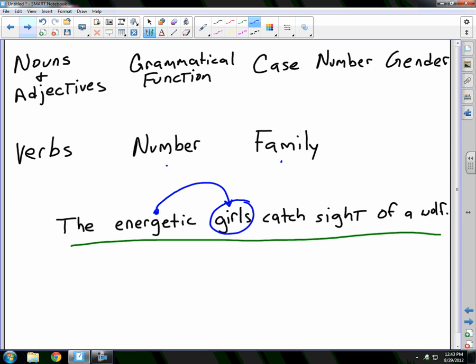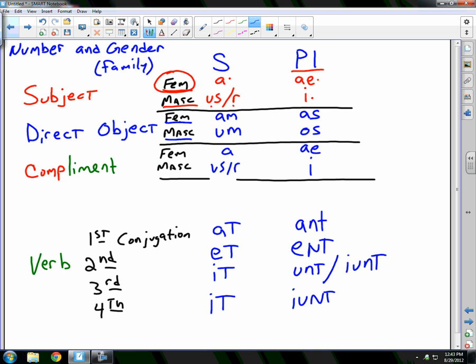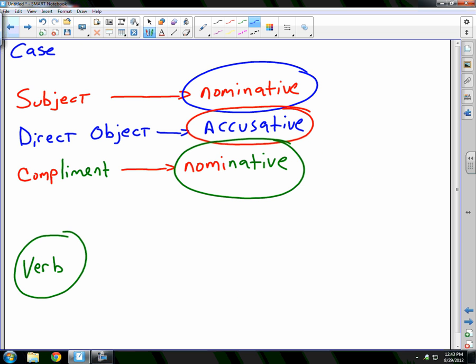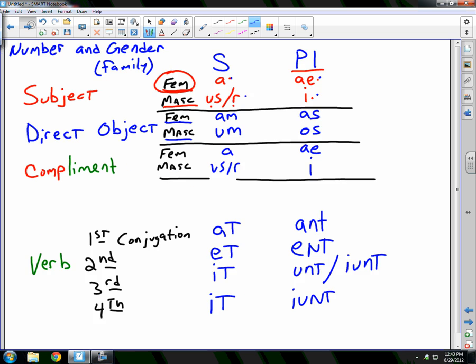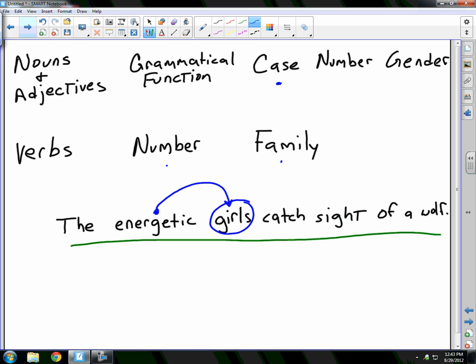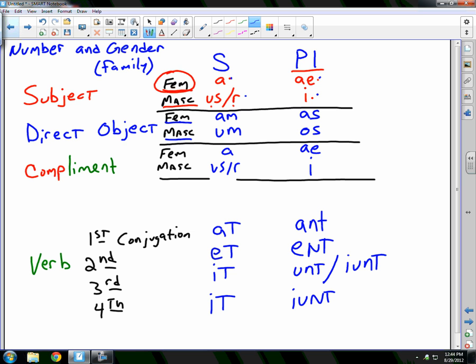These girls are catching sight of, so they are the subject. We know that it's going to be nominative. So my choices right now, if I know that girls is nominative, are A, US or R, AE or I. The next thing I'm going to ask, now that I know the case, it's nominative, is the number, singular or plural. Girls is plural. Go back to my chart here.